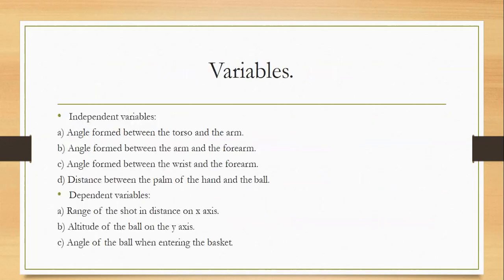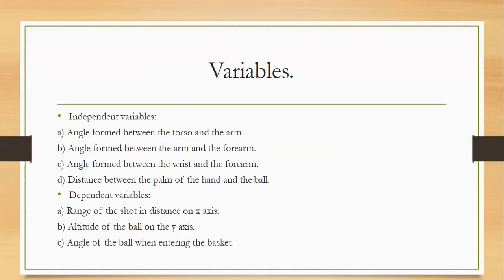The variables. We have three different kinds of variables: the independent variables, the dependent variables, and the control variables. The independent ones are the ones that are formed by the angles. Basically, the ones between the torso and the arm, the forearm and the wrist, and the palm of the hand and the ball.